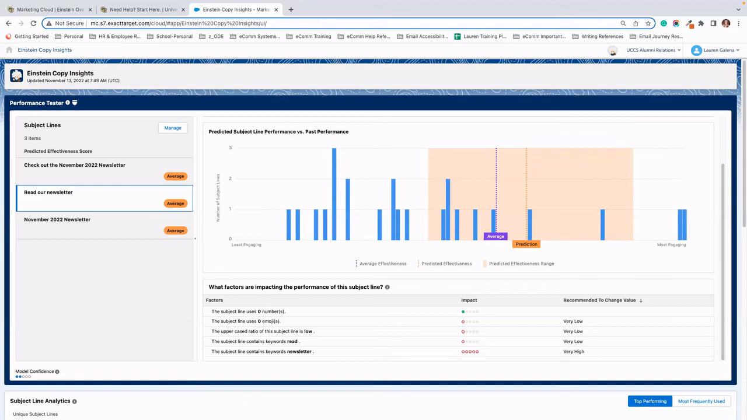The question here though is, in the little table below the chart, it has the factors that are impacting the performance of the subject line. And I used one that had the word support in the subject line. Interestingly enough, in the factors, it's saying to me the subject line contains keywords "support" in all bold. And that impact is showing 5 red dots, which, if I'm understanding correctly, means a very bad impact on the subject line. Does that make sense to you, that that word would impact that subject line so negatively?